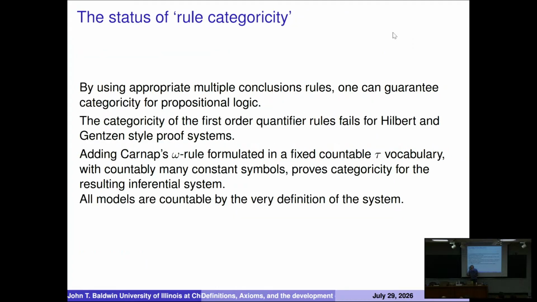Yeah, so this sort of says what I mean. We're going to use these appropriate multiple consequence rules for the propositional logic, and we're going to add a new axiom. Yeah, this is what I just said. The problem with this was that all the models are countable. We don't want to have assumed that before we start.